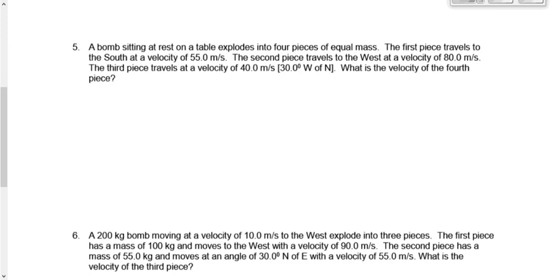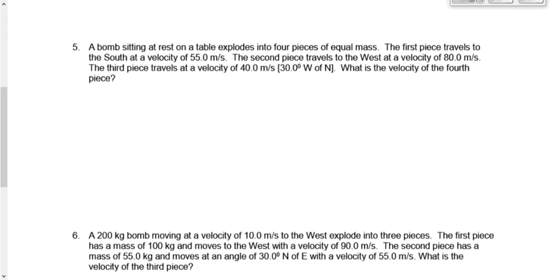Three questions on worksheet number 4 for homework, questions 4 to 6. We're going to do questions 5 and 6 here, starting with number 5. A bomb sitting at rest on a table explodes into 4 pieces. The first piece travels to the south. The second piece travels to the west. The third piece travels west of north. What's the velocity of the fourth piece?